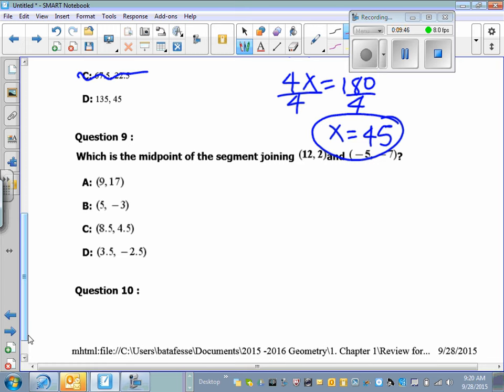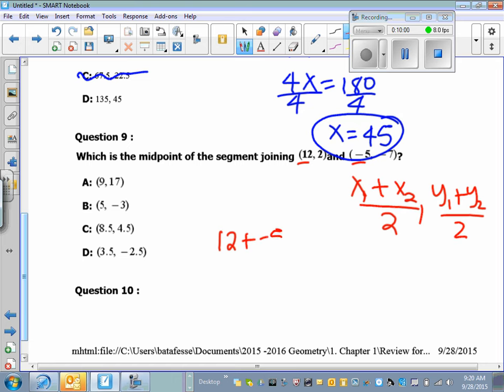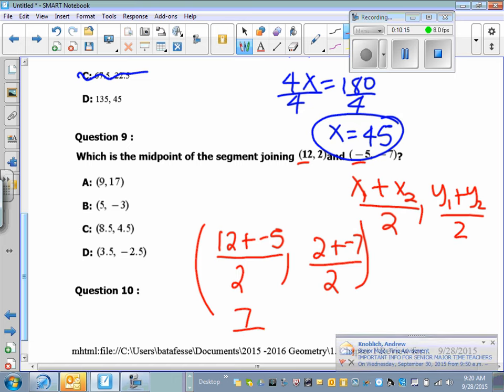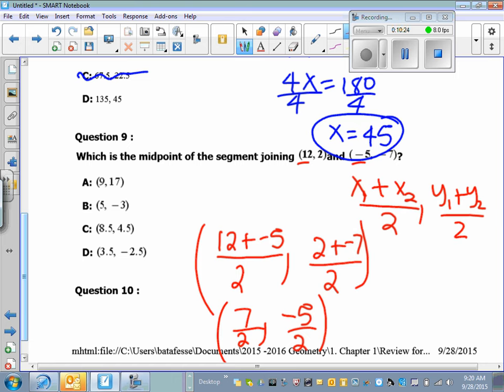which is the midpoint of the segment joining? Midpoint formula, please remember this. It will not be given to you. X1 plus X2 divided by 2, Y1 plus Y2 divided by 2. So you take the x's, you add them, divided by 2. So I'll say 12 plus negative 5 divided by 2, and then 2 plus negative 7 divided by 2. Do the work. 12 plus negative 5 gives you positive 7 divided by 2. 2 plus negative 7 gives you negative 5 divided by 2. So you pick whichever one has the same decimal as this one.